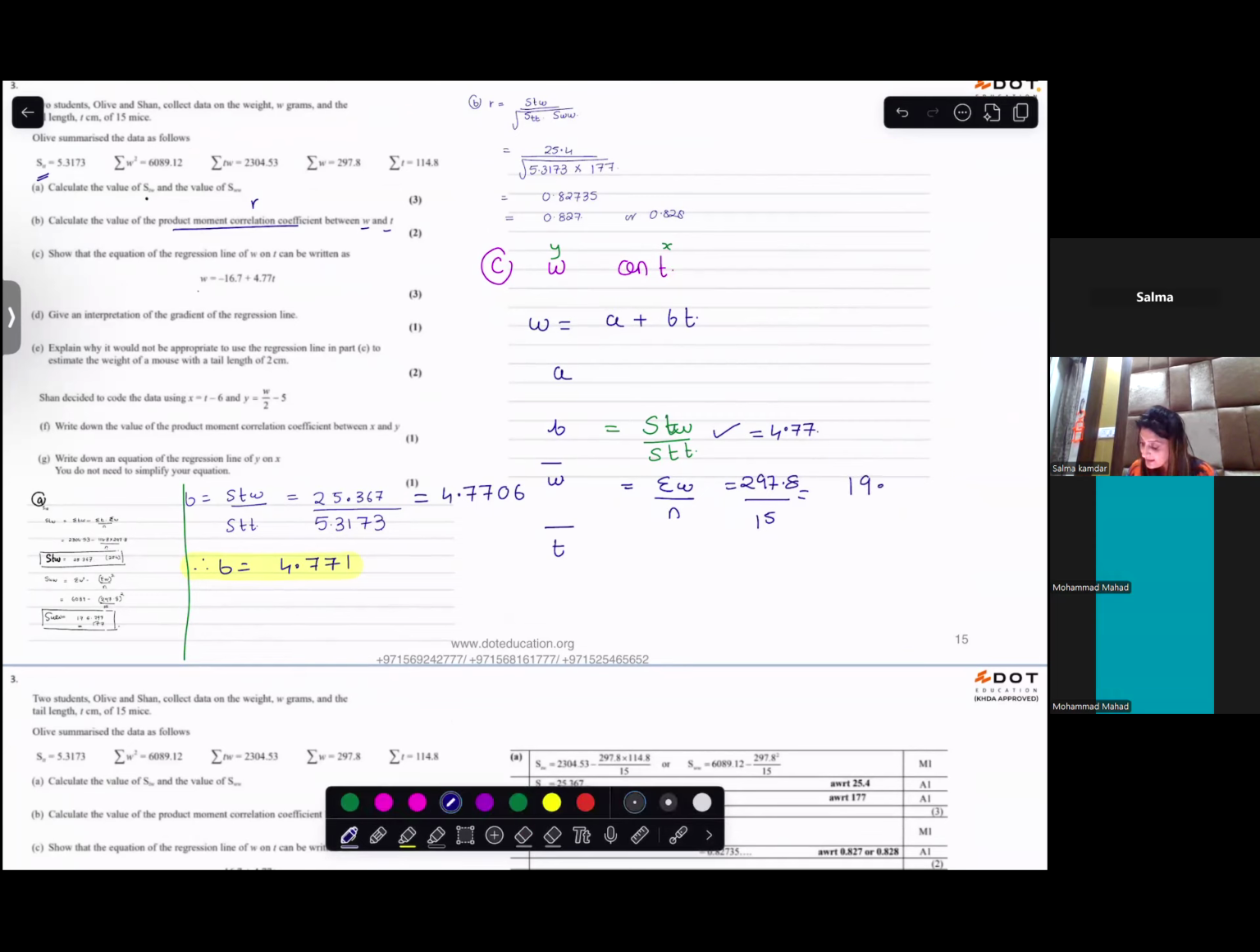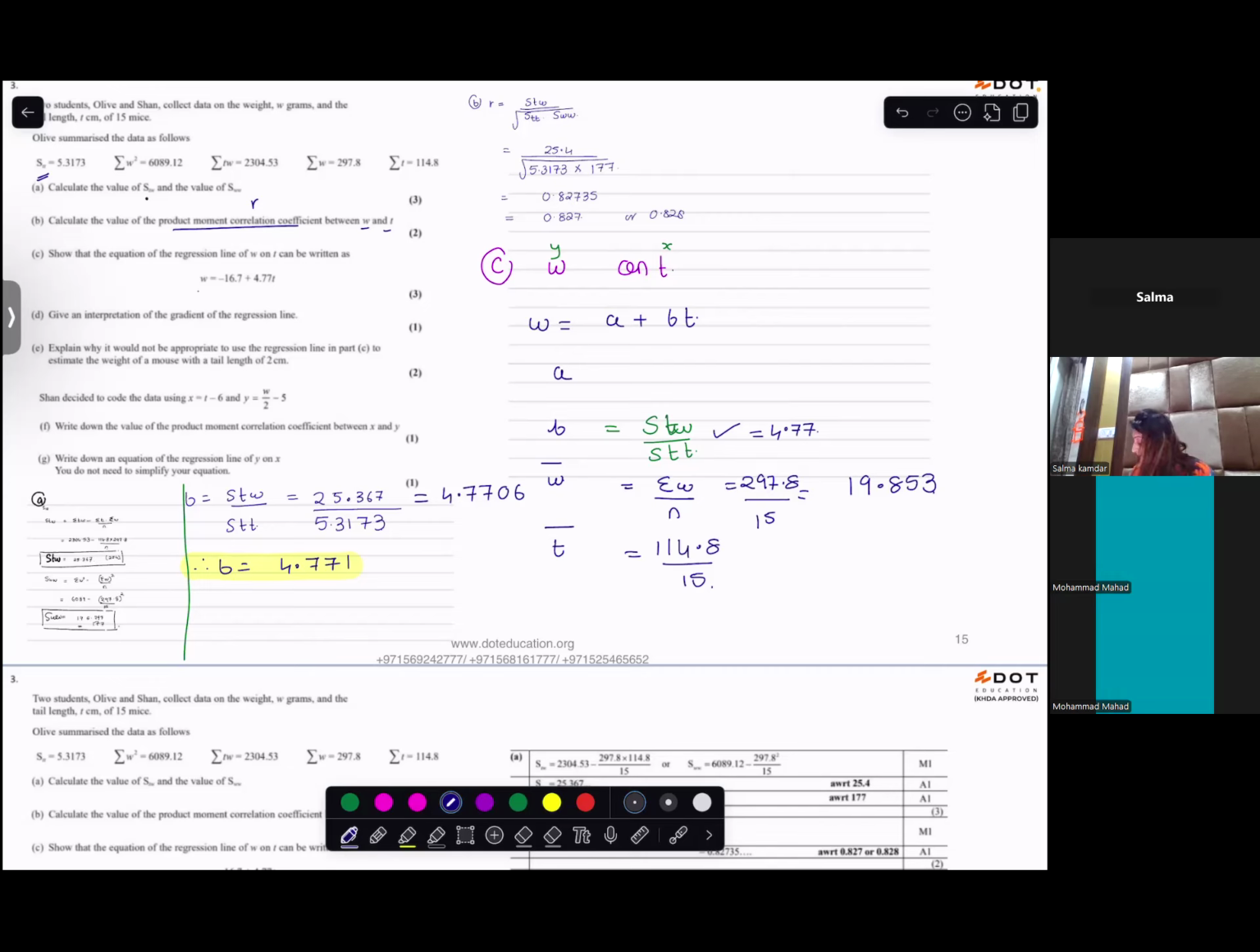19.853. Okay. Now sigma T, mean of T. It is going to be 114.8 divided by 15. I can leave it like this, right? I can solve it then by putting everything on the calculator.